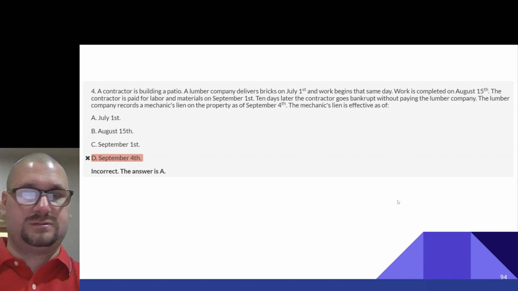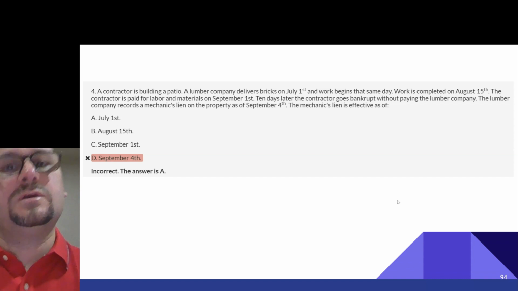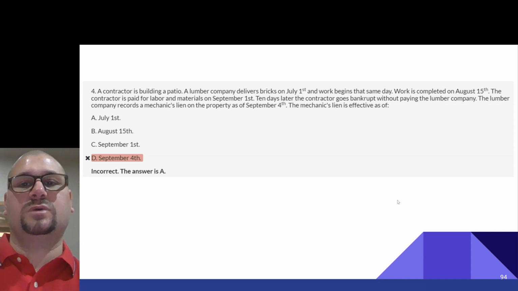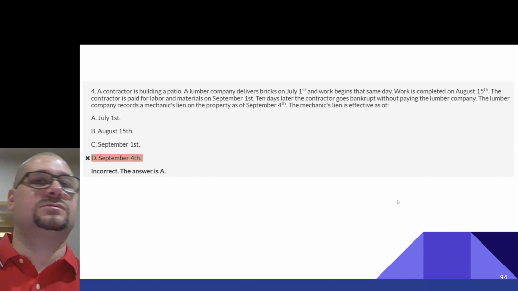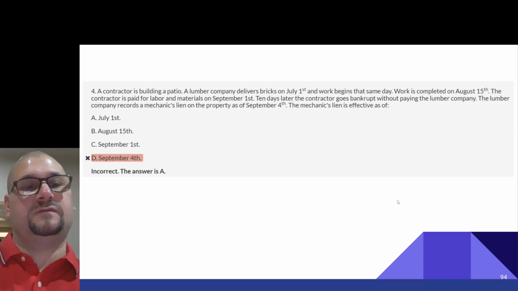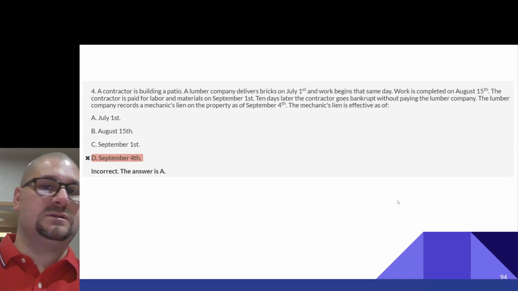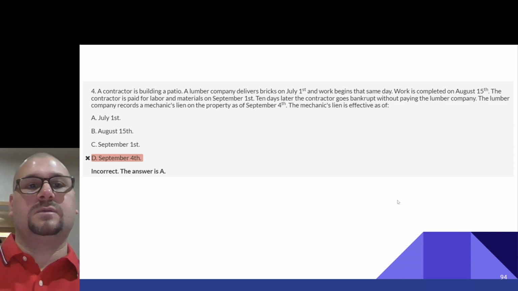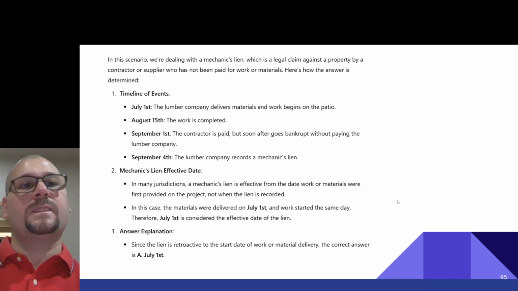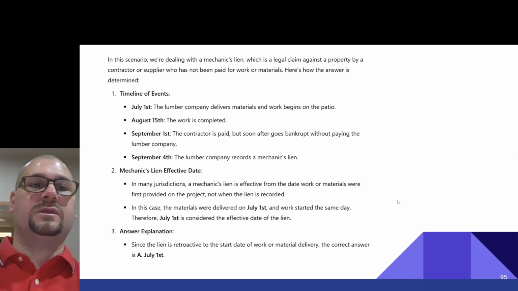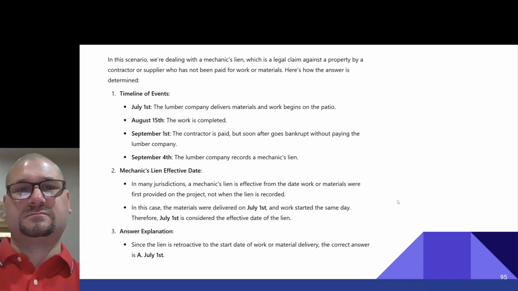July 1st. It's whenever they start work that the mechanics lien takes effect. So even if they filed it three months later, it's effective on the day the lumber company started the work. In this scenario, we're dealing with the mechanics lien, which is a legal claim against a property by a contractor or supplier who has not been paid for work or materials.